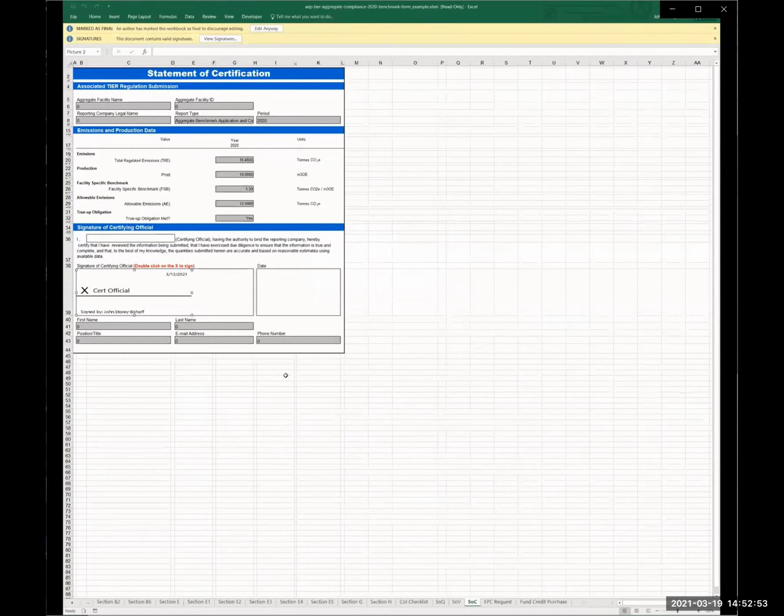The bottom part of the signature box will show who has provided the signature. This should match the indicated certifying official in the form. Further edits to the compliance report will clear the signature. Please do not sign the workbook until it is complete and you are ready to submit it.